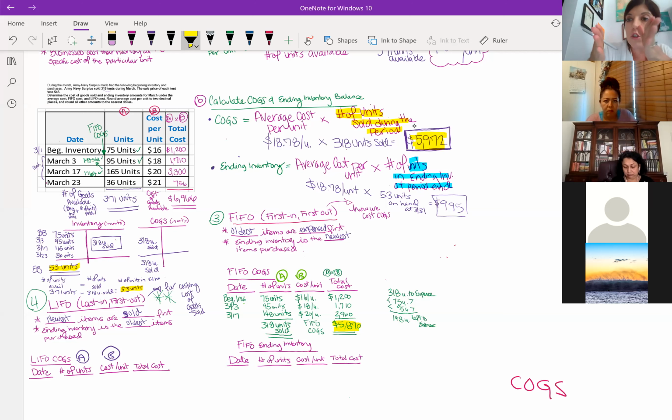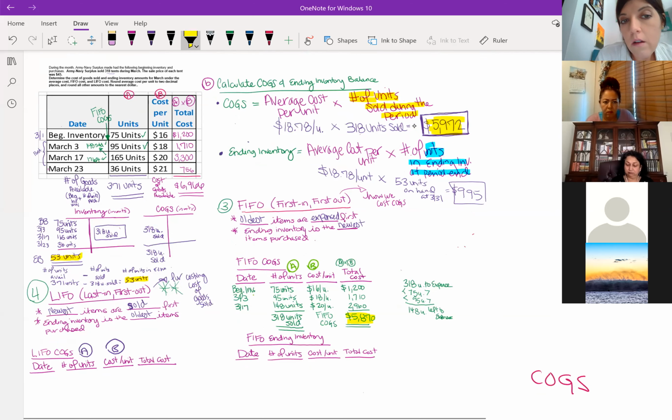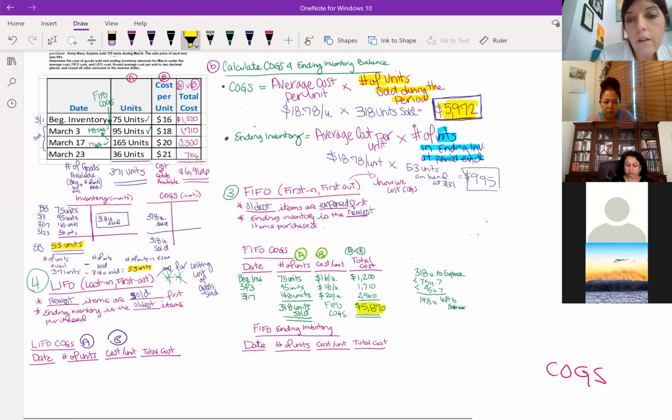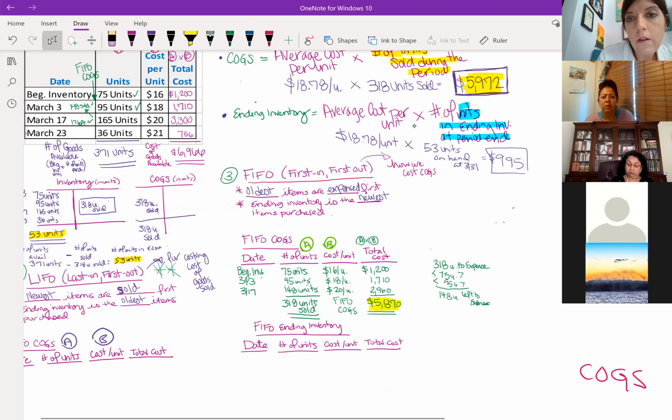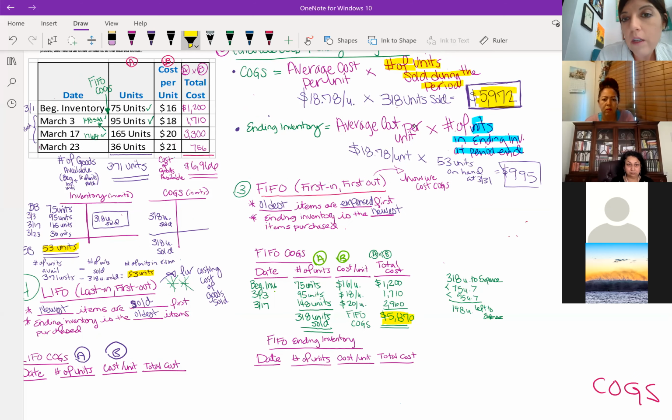Average cost is in between what you would calculate for a cost of goods sold for FIFO and LIFO because it's using a blended average. It's just kind of a little check that yes, indeed, FIFO's cost of goods sold is lower than average cost, which it should be. Notice that under average cost, we expense the same number of units, 318 units sold. That's how many we expense for FIFO.